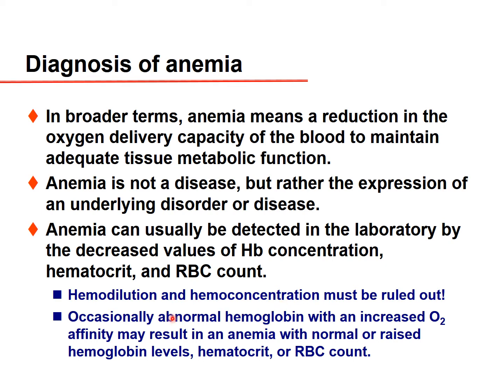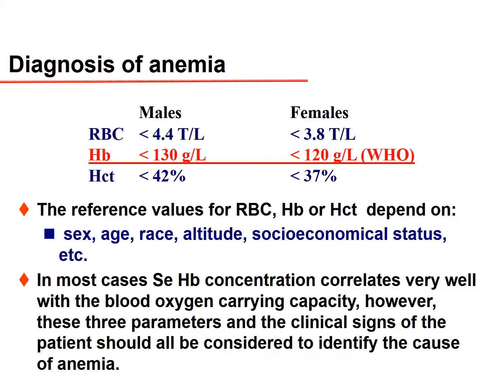Now, occasionally the hemoglobin is abnormal, with an increased affinity to oxygen, and this is why in the periphery it is not going to give the oxygen to the peripheral tissue. So the oxygen cannot diffuse out from the hemoglobin binding, and no matter what the hemoglobin concentration, hematocrit or red blood cell count was, in the periphery we could have hypoxia, so oxygenation disorders.